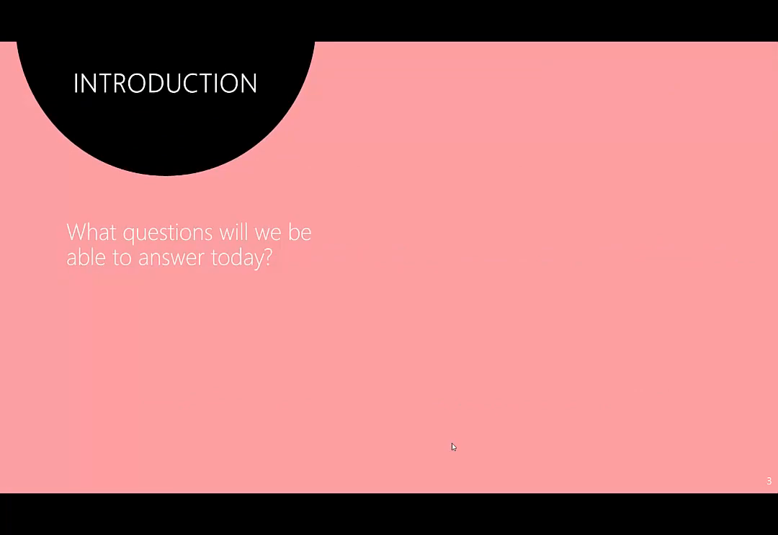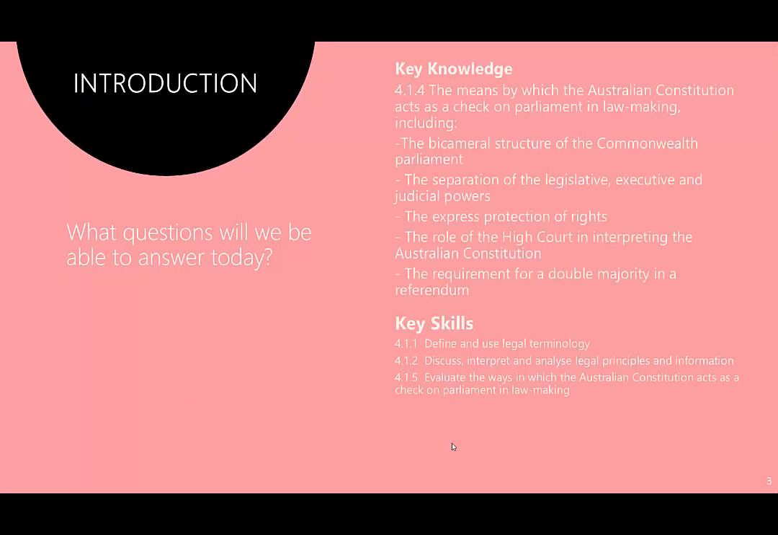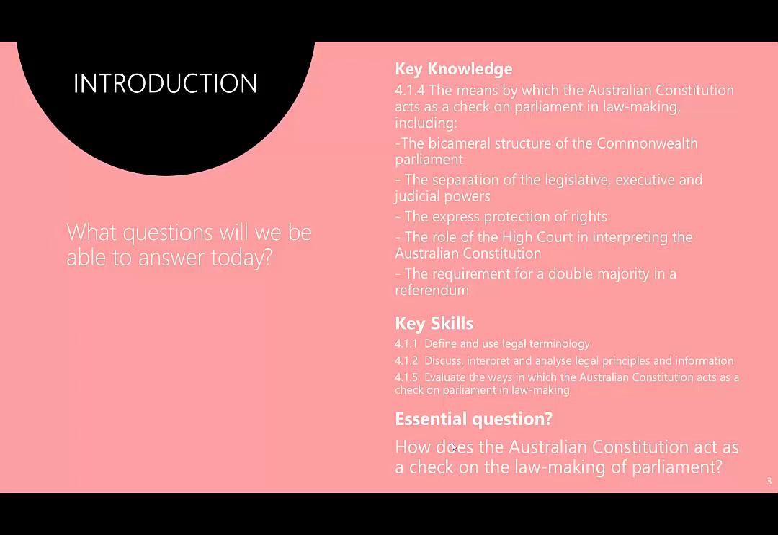So as I said, today really focusing on this constitutional checks on lawmaking. So from the study design here, 4.1.4, the means by which the Constitution acts as a check on Parliament, and then those 5 specific things. So bicameral structure, separation of powers, express rights, High Court, and referendum double majority provision.